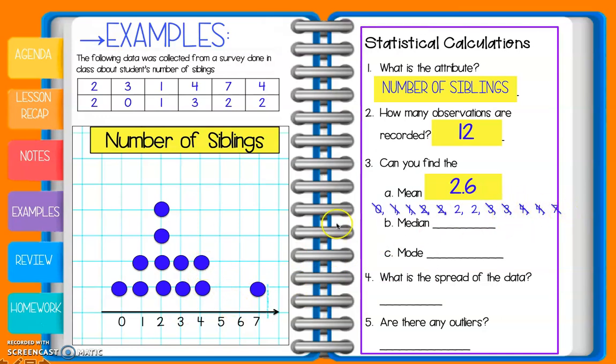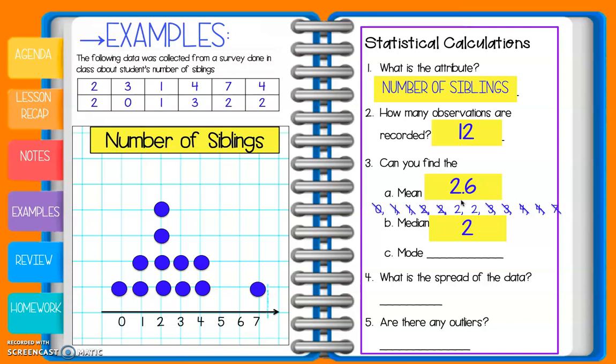Okay, then we would cross out each end. This one is an even number data set, so we have 2 numbers left in the middle. They're both a 2, okay? So if I add 2 plus 2, I get 4, and then I need to divide that by 2, and I get 2. So the median is 2.